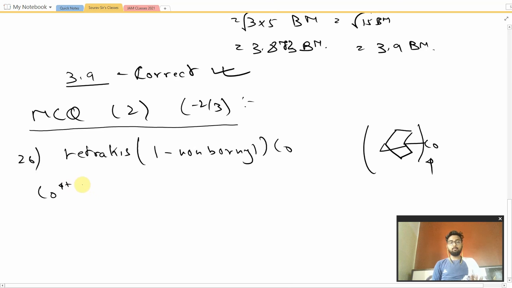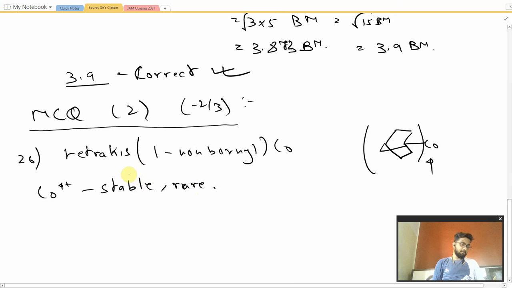Firstly you have to note down that this complex has Co 4+. This is one of the extremely few and extremely rare compounds that has a stable oxidation state of 4 for the cobalt metal ion. So this is extremely stable and very rare.